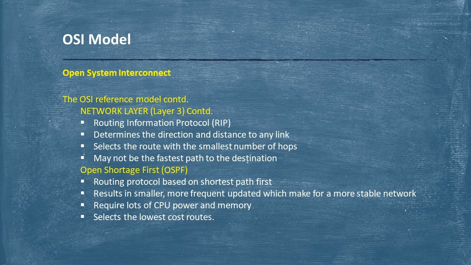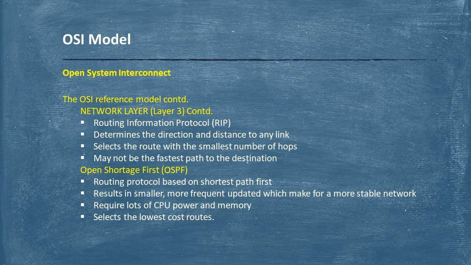It may not be the fastest path to the destination. Both, one is going faster, and another, the smallest path, least length. The other one is Open Shortest Path First. This is the shortest path. It is a routing protocol based on shortest path first, and results in smaller, more frequent updates, which make for a more stable network.